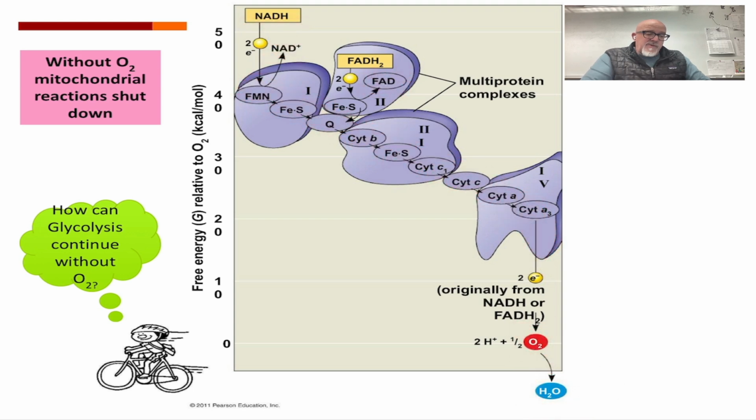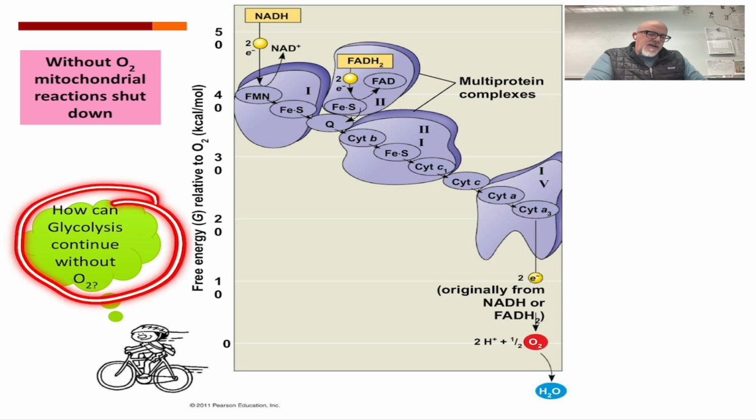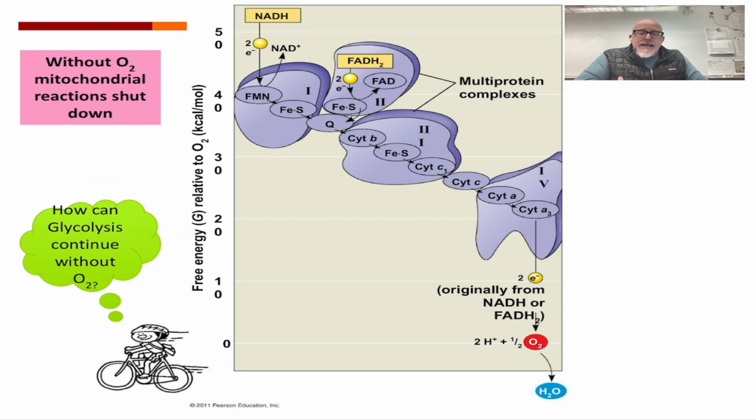So that's what would happen. We know that without oxygen. So the question then is, if we stall out, if we run out of oxygen, if we quit emptying our NADH and FADH2 to make NAD plus and FAD, how can glycolysis continue? How come we don't die?